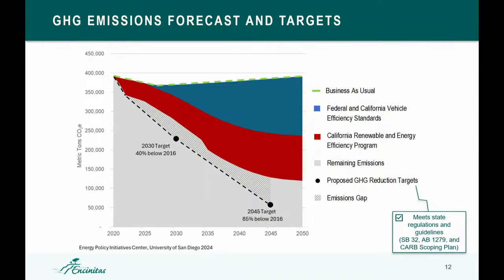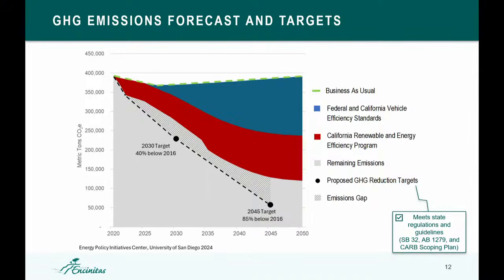And then the red wedge references California's Renewable and Energy Efficiency Program regulations. So this relates to utility scale renewable energy and how much that would reduce emissions by converting from the current percentage of renewable energy to eventually 100% renewable energy on the grid. And then the remaining emissions are in the gray, and that's where the city would have an opportunity to reduce emissions over time by enacting additional policies, programs, and projects that would, in effect, reduce emissions.